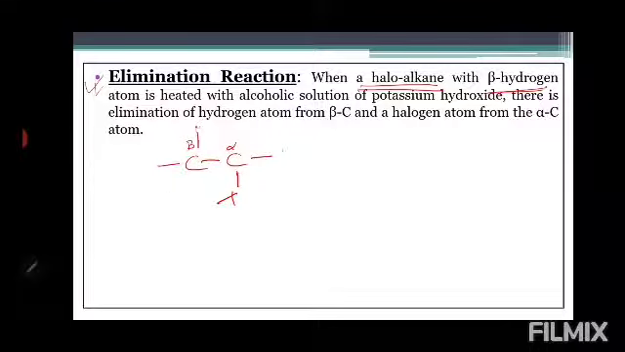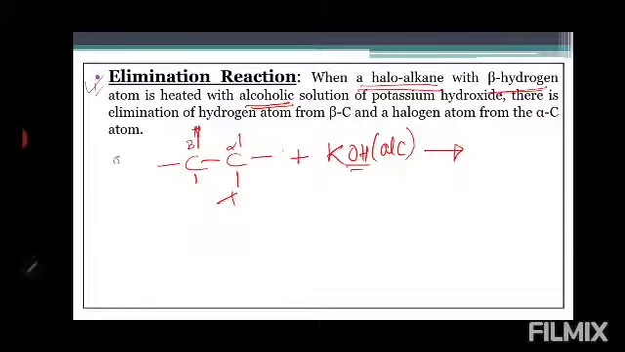If you have a beta hydrogen and it is heated with alcoholic potassium hydroxide or sodium hydroxide. Earlier we talked about aqueous, so aqueous gives a different reaction: X will get replaced by OH. If it is alcoholic, elimination reaction will take place. You have to remember that, and reasoning questions on why can also come.